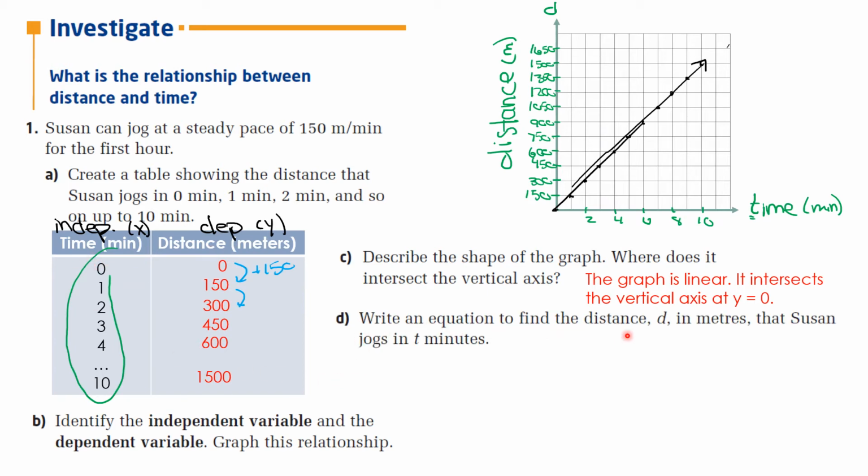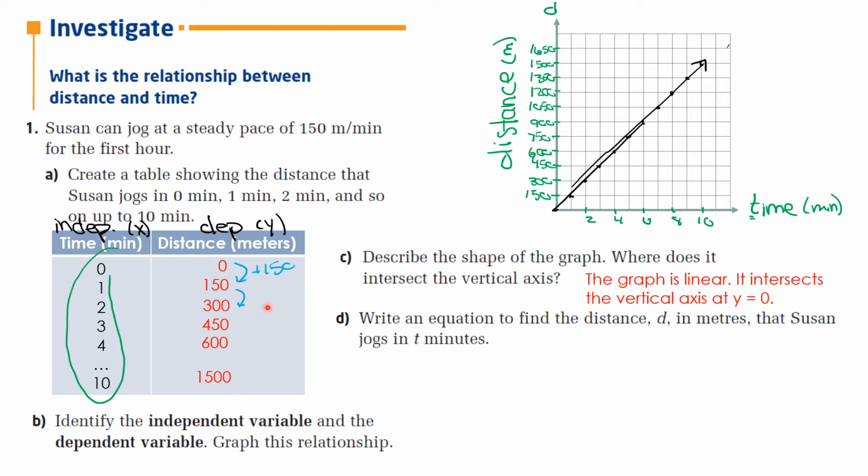Write an equation to find the distance in meters that Susan jogs in t minutes. So we're told the variables to use. We want to use d and t as opposed to x and y. We have to come up with an equation. So we've had a bit of practice with this, coming up with an equation. We go back to our question here. It's 150 meters per minute. So how do I get an equation out of that?